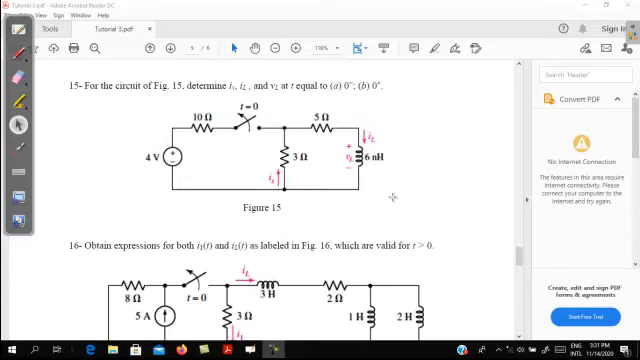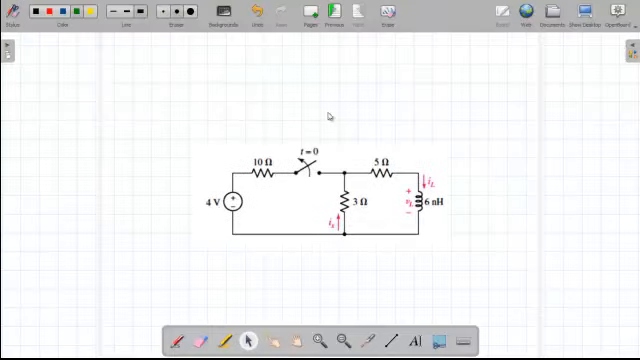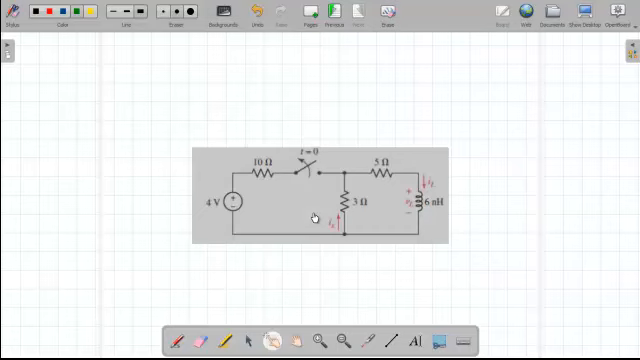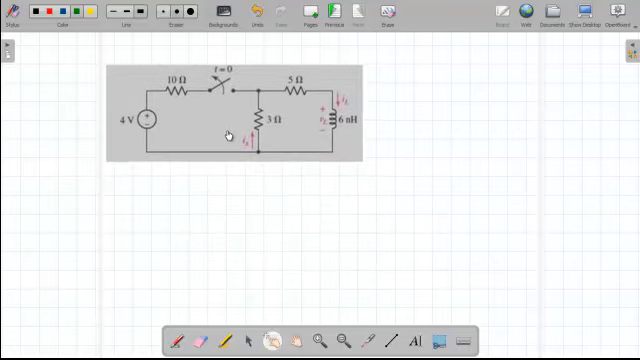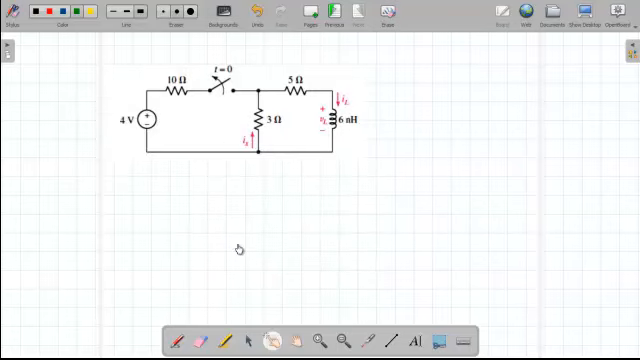Okay, so we skip number 14 and we start with number 15. Okay, so in this circuit we need to find IX, IL, VL just before and after the switch closes. This is our circuit 15. So before the switch is open, we can redraw our circuit.